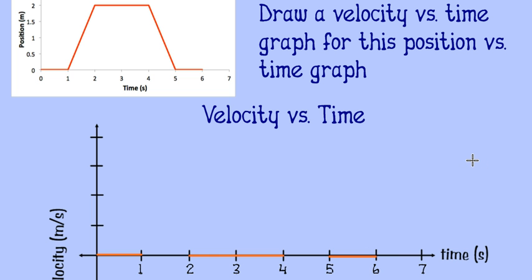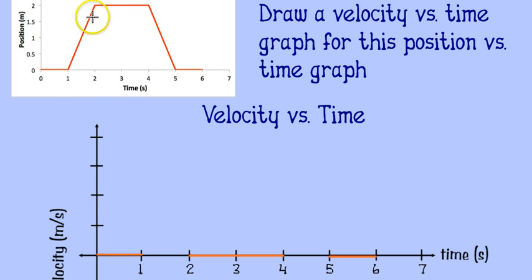Between 1 and 2 seconds and 4 and 5 seconds, we have to do some calculations. We're looking for the slope. The slope of a position versus time graph is velocity. We find slope by doing rise over run, or the change in the y values divided by the change in the x values. I usually like to do the later one minus the initial one.